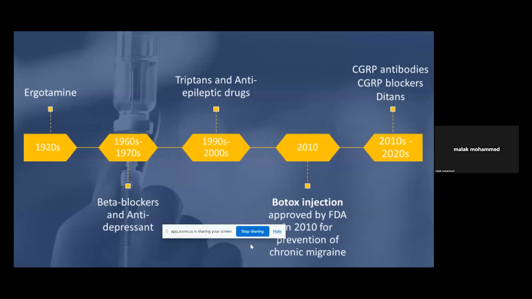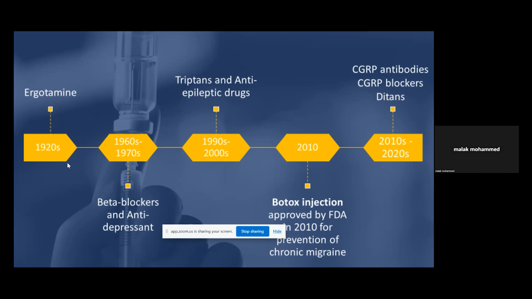So what's the treatment of migraine? Since the 1920s, migraine was taken into consideration, and many classes and treatments were given. In the 1920s, ergotamine; 1960s to 70s, beta blockers and antidepressants; 1990s to 2000s, triptans and anti-epileptics.